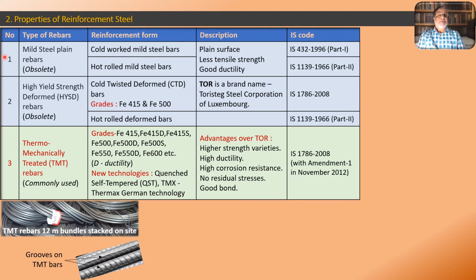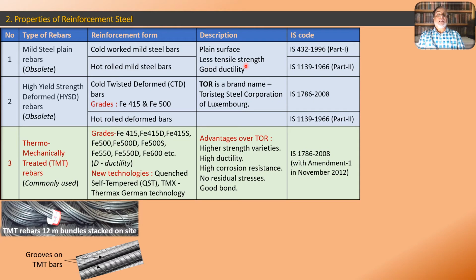The carbon and manganese are the elements involved in giving the yield strength and all those things about the metallurgy of steel. So the cold worked mild steel bars and hot rolled mild steel bars are the two varieties of mild steel. Now the description: a mild steel bar has a plain surface. It doesn't have grooves, like you can see in this diagram there are grooves. So these grooves are absent for mild steel, so it is called a plain surface bar.